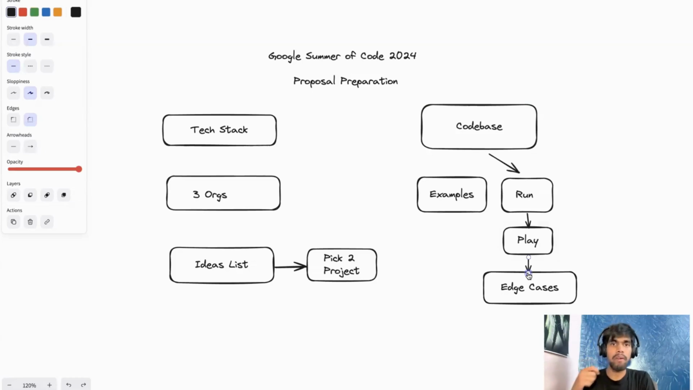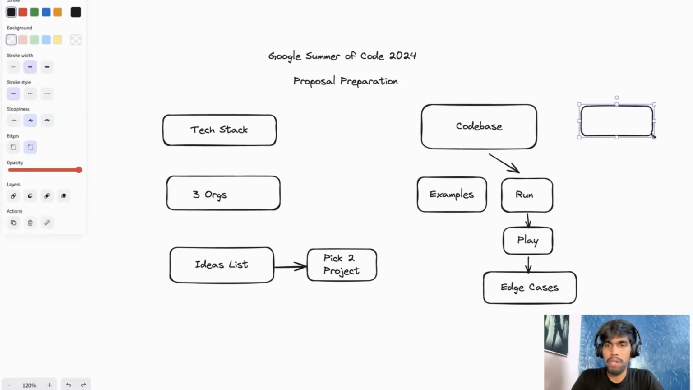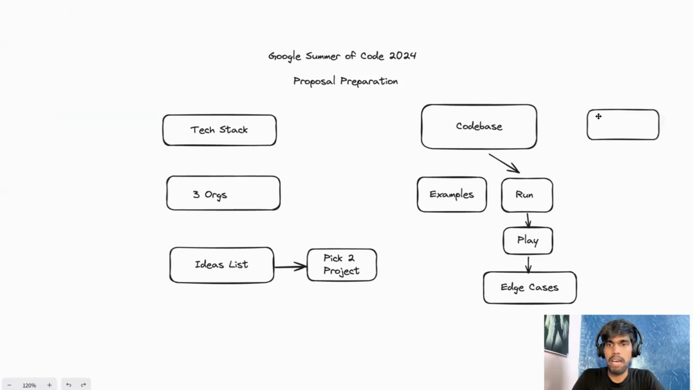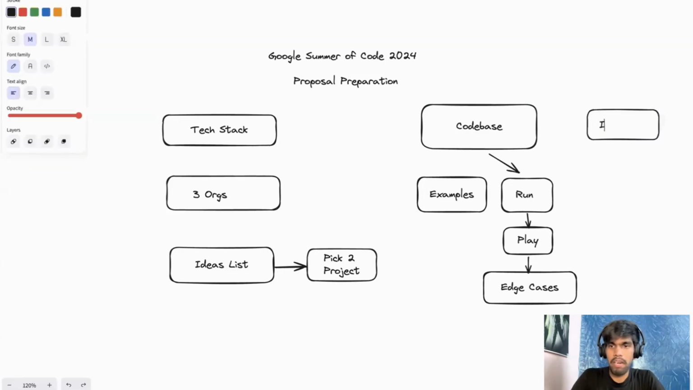You will still find it very difficult after finding edge cases. You need to understand what is going on inside the code. Now, once you understand the edge cases that you need to solve, you need to look into individual functionality. Let me drag this up. Individual functionality of the code.